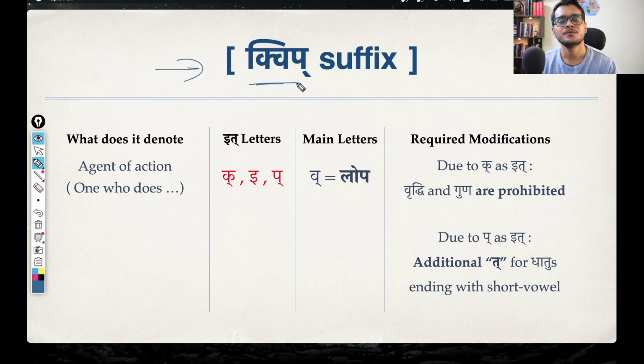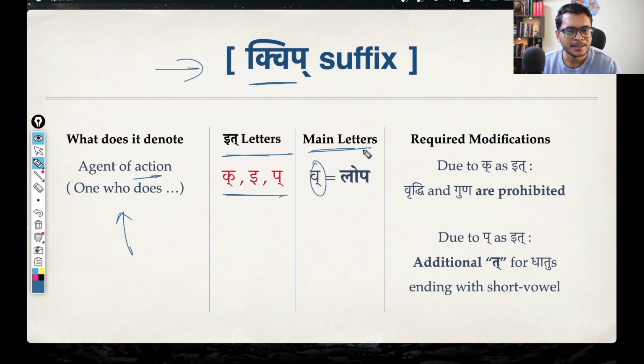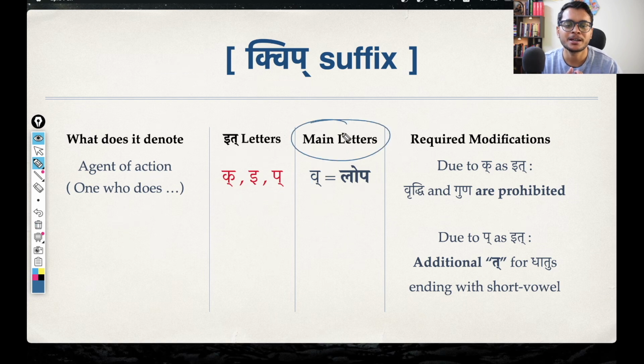Now we are starting with this new suffix, the quip suffix. And again, you know what it denotes: the agent of action, one who does. Now what are the it letters of this suffix? All the letters are it letters in this suffix except this v. So the k, i, p, all these are it letters. The main letter that remains is this v, and due to some sub-rule, this v also gets lopped. Basically, this va also disappears. So the main content of this quip is essentially zero. There is nothing that actually attaches to the dhatu. So this suffix is also called the zero suffix.